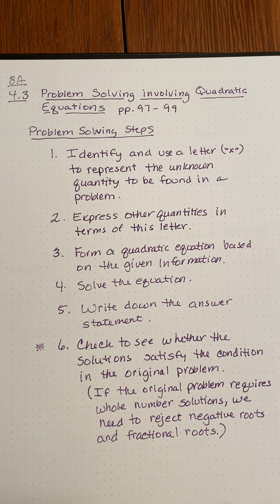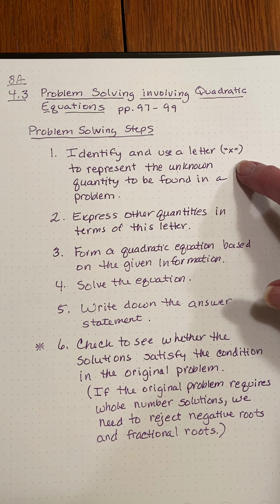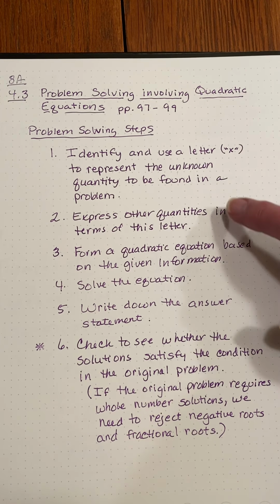Number one, you identify and use a letter such as X to represent the unknown quantity to be found in a problem. So whatever they want you to find, whatever the answer is going to be, that will be your X. Then you express other quantities within that problem in terms of X from the given information.